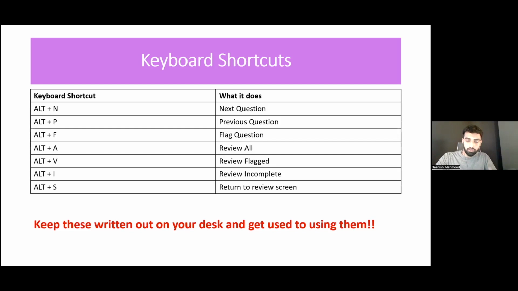Once you've reviewed your incomplete answers, then you want to go straight to flagged, okay? Review flagged, Alt-V. So you finish your questions, it's Alt-I. Do make sure you check the incomplete, then it's Alt-V, check you've done the flagged ones. And then if you have time after finishing the flagged questions, you can review all. It's unlikely you're going to have time to do this, but this is where you would check your answers.